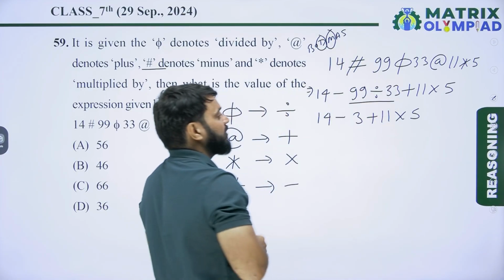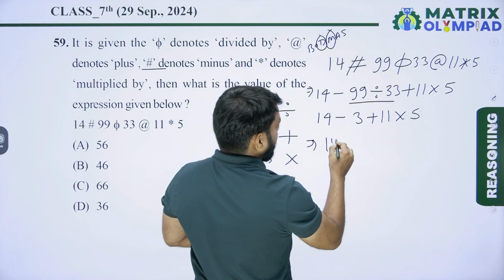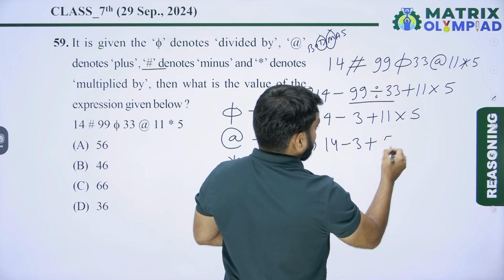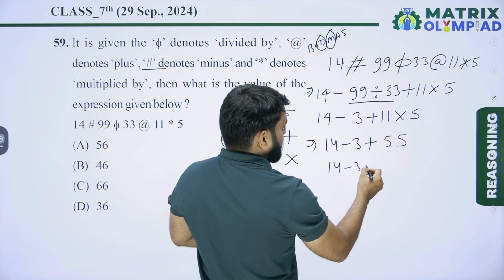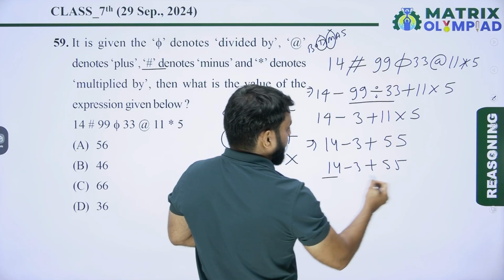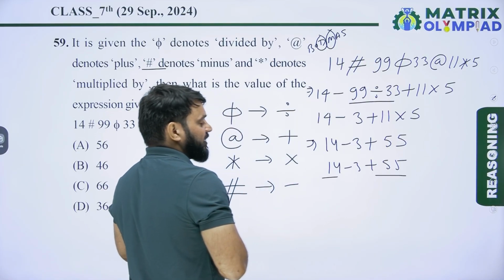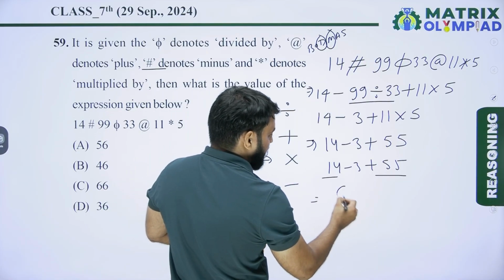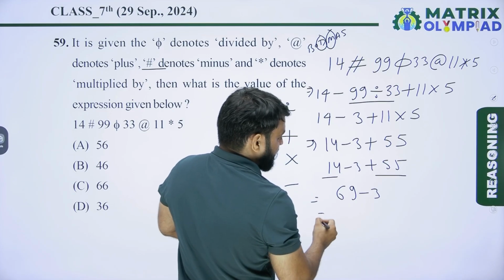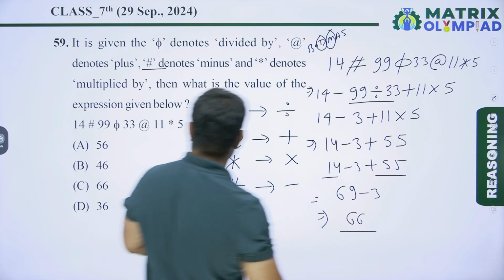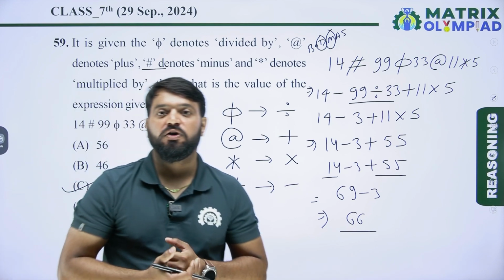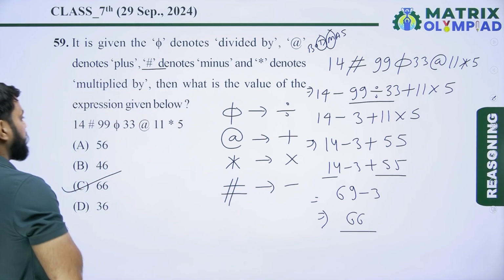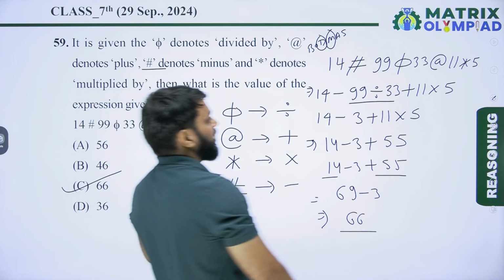Now next multiply the numbers. So 14 minus 3 plus 55. So 14 plus 55 means 69, minus 3. 69 minus 3 means 66. So here option C is the correct value of the given equation. So let's move on to the next question.